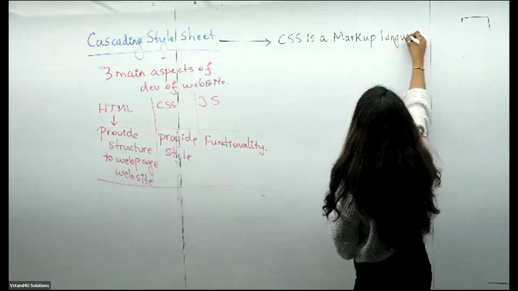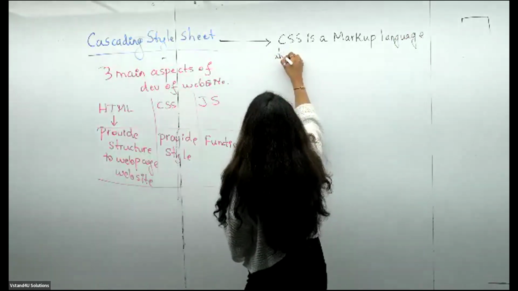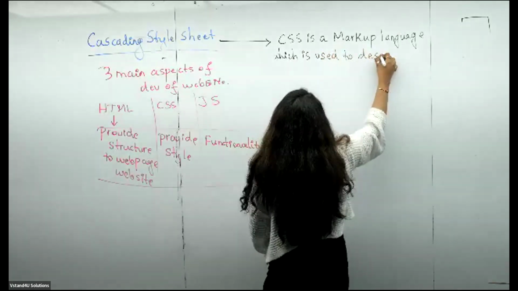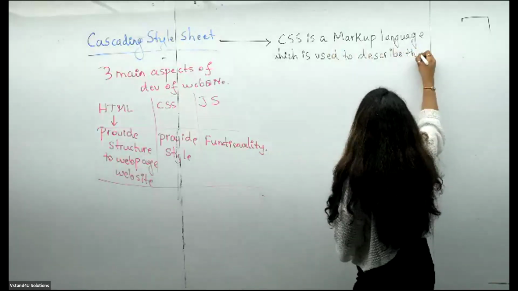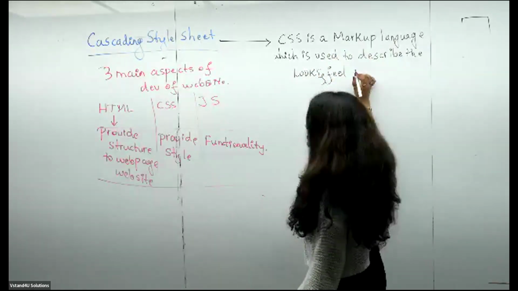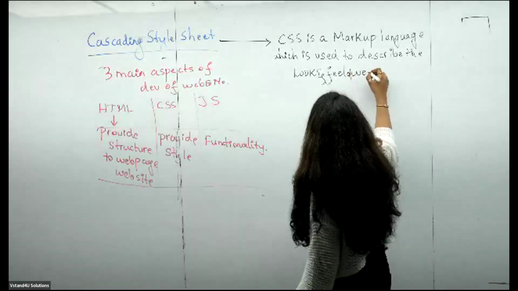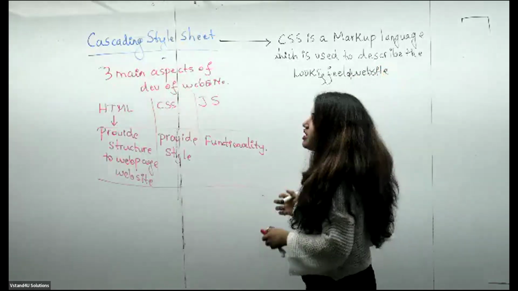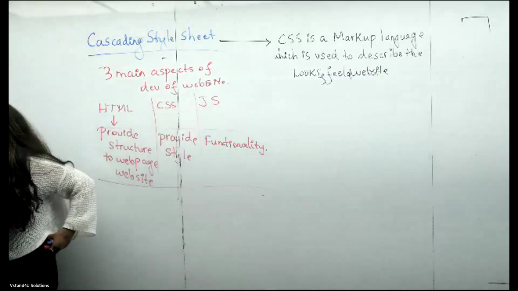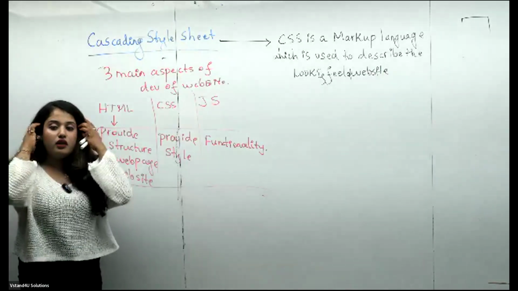CSS is a markup language which is used to describe the look and feel of a website. So what is cascading style sheet? Cascading style sheet is nothing but a markup language which is used to describe the look and feel of the website. What do you mean by look and feel?